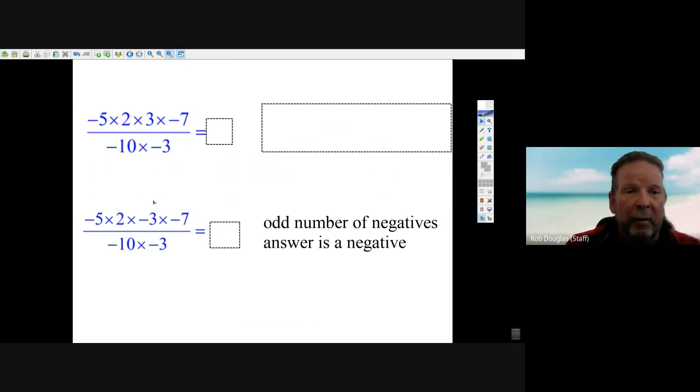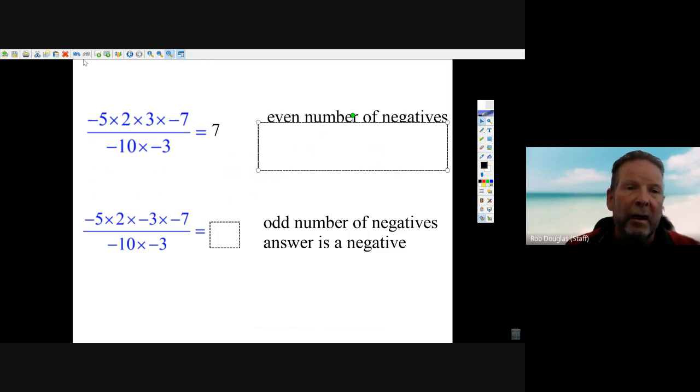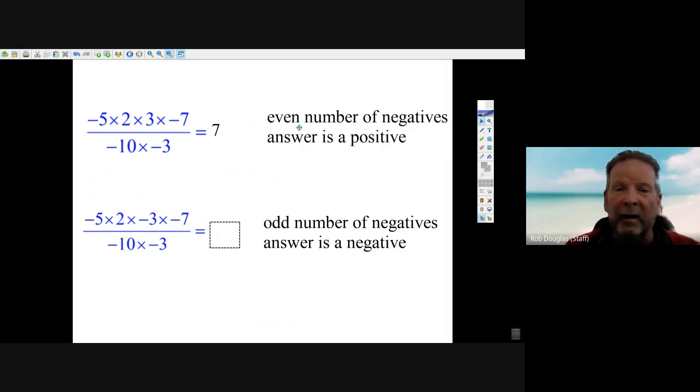Now, say I had this question right here: -5 times 2 times 3 times -7 divided by -10 times -3. I could put it in my calculator, or I could write the answer down faster than I could with my calculator. I know that the answer is 7, just glancing at it. All I had to do was this. I looked at the minuses: 1, 2, 3, 4. If there's an even number of negatives, like 4 or 6 or 8 negatives, I knew the answer is positive.